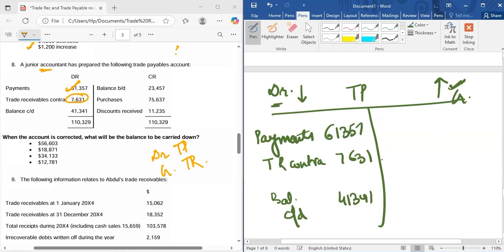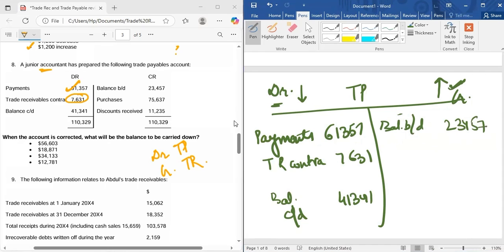41,341. So our debit side is correct. Opening balance brought down. This is also on the correct side because I told you that payables is our liability and liabilities have a credit balance. So opening balance would appear here on the credit side.